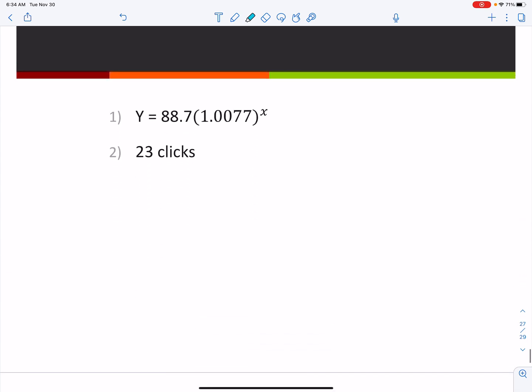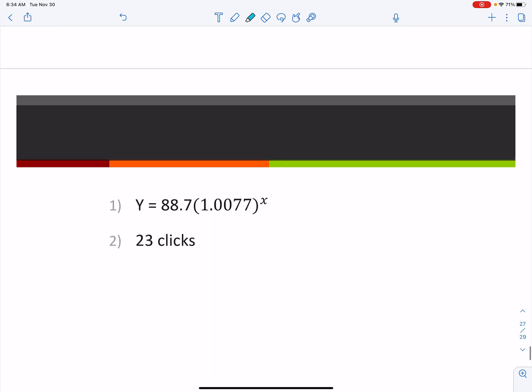So my growth rate is 1.0077, or my growth factor. And the answer for the second one is 23 clicks. Because if you've ever dealt with one of those old radios, you can't do like part of a click.